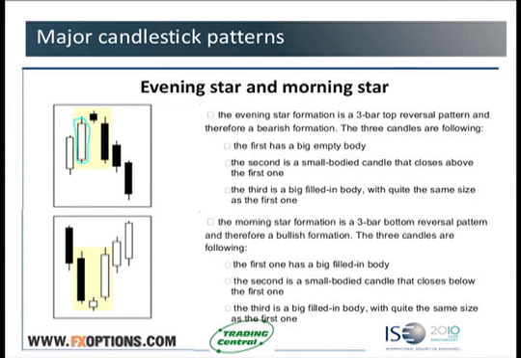The second one is a small-bodied candle that closes above the first one. And the third one is a big filled body, a big black body, a big red body, with quite the same size as the first one. And at the close of the third day, you have the confirmation that you have an evening star, that the last bullish trend is over, and that this bullish trend is turning to a bearish trend.